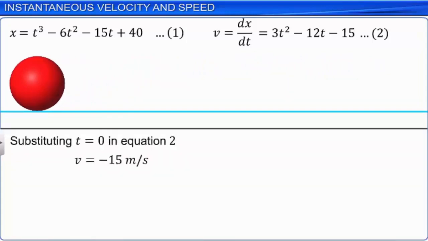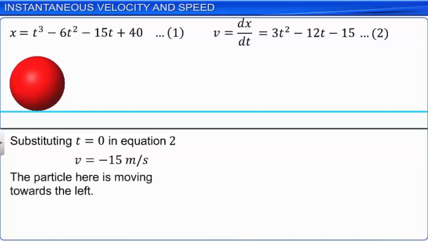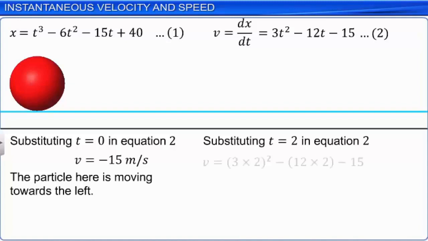At t is equal to 2 seconds, we need to find the value of v. Substituting t is equal to 2 in equation 2, v is equal to 3 multiplied by 2 square minus 12 multiplied by 2 minus 15, which is 12 minus 24 minus 15, equal to minus 27 meters per second. The particle here is moving towards the left.